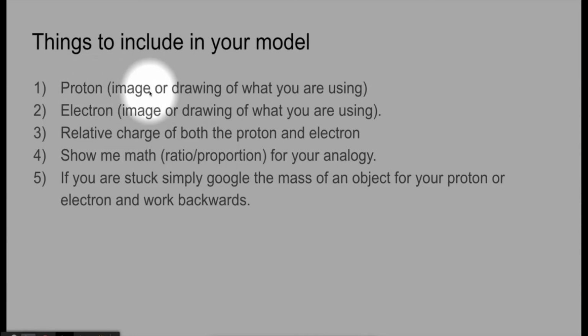So the proton: the image or drawing of what you're using. The electron: image or drawing of what you're using. Relative charge, right? Protons 1, electrons negative. Show me the math. This is the most important one of your analogy. Show me that math, ratio, proportion, right? If you are stuck, simply Google the mass of an object for your proton or electron. I'm actually going to change this to Google your electron. Google your small thing first, and then multiply that by 2,000, and then you'll have that, right? And you've got a model, competency, right? Okay, cool. All right, thank you.